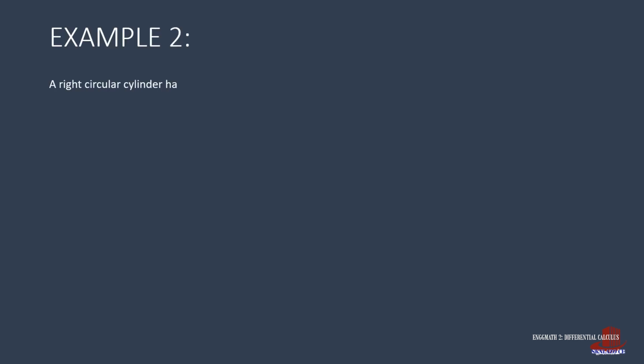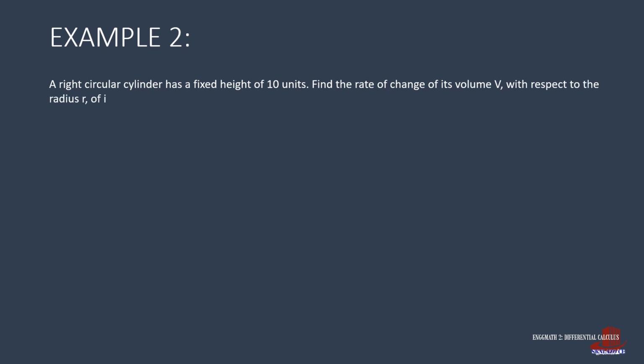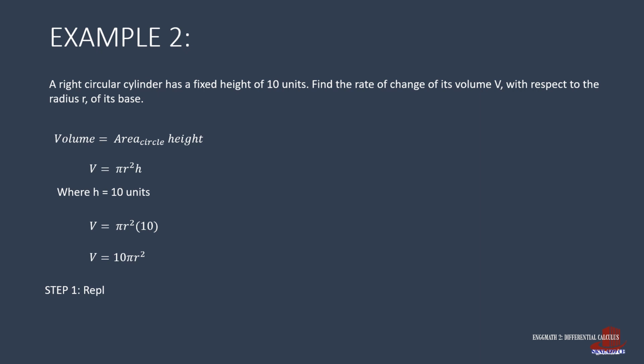The second example is similar to the previous one we discussed, though there is a slight difference in the height, which is 10 units. So still the same, the volume of the cylinder is its base area multiplied by its height. And since we have identified the height as 10 units, the working equation for this example is V is equal to 10 pi r squared.